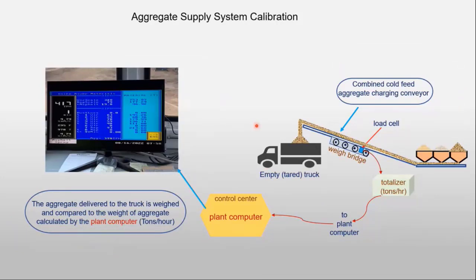They do the same thing for aggregate. Once again, here's your charging conveyor going up to the drum mixer, and they have the weigh bridge on it. It weighs it, sends it to the computer, and tells you the rate that it's working. They can also physically do this again with, say, a truck box full, and go and weigh it, and it should be very, very close to what's actually metered on the computer. So that's how they do that.